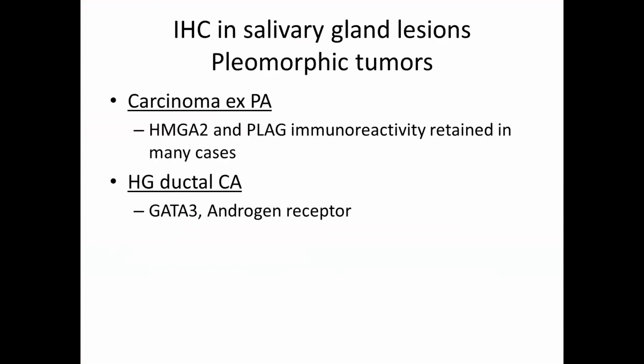For the high-grade tumors, things that you can do, we alluded to. For carcinoma ex pleomorphic adenoma, the carcinoma ex pleomorphic adenoma will retain immunoreactivity in many cases for HMGA2 and PLAG1. And for high-grade salivary gland ductal carcinoma, again, this is the analog of androgen receptor positive triple-negative breast cancer, so it tends to be positive for GATA3 as well as androgen receptor. And for high-grade mucoepidermoid carcinoma, P63 might be something that would be useful as well, as would a simple mucin stain.